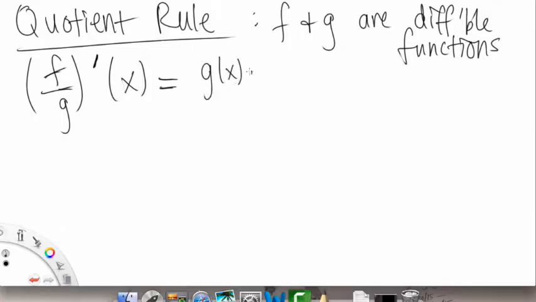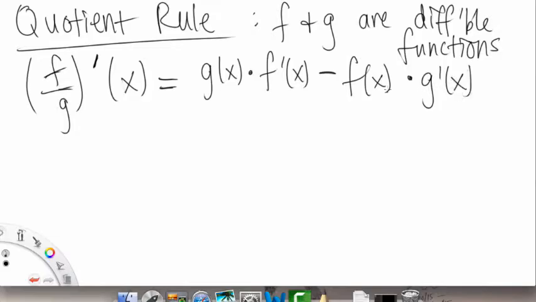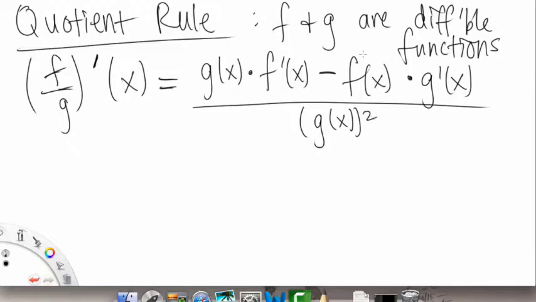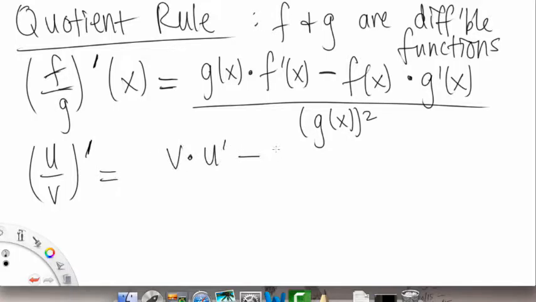So g of x times f prime of x minus f of x times g prime of x. Hold on, still got a little bit more. And then we have a g of x squared on the bottom. Okay, so a simpler way to write this without the x's is basically if you have u over v, okay? So this is the simple way. So u over v prime is equal to v times u prime minus u times v prime over v squared, okay?